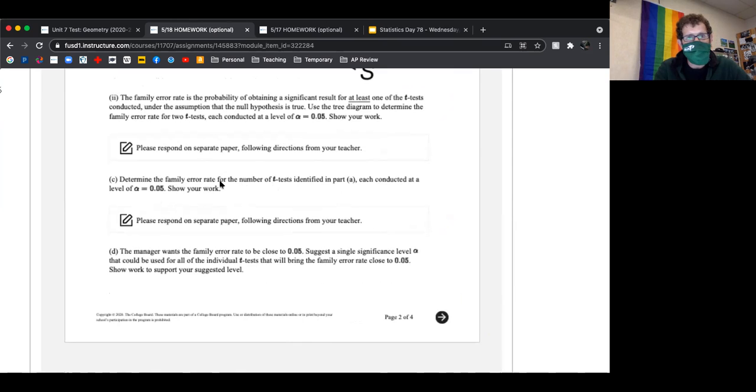Now we want to determine the family error rate for the number of tests identified in part A, each conducted at the 0.05 level. We don't necessarily need to draw a tree diagram because the only way that we're satisfied with this is if we don't get a statistically significant result, and we don't get a statistically significant result, and we don't get another significant result right there. I want to find that probability. So this is going to be 0.95 times 0.95 times 0.95.